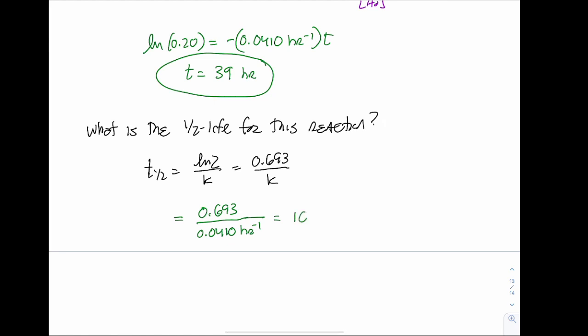And I get 16.9 hours. So it'll take 16.9 hours to cut in half, another 16.9 hours to cut in half again. If I want to cut it in half another time, it's going to take 16.9 hours, right? For a first order reaction, which this one is, each subsequent half-life is the same amount of time.